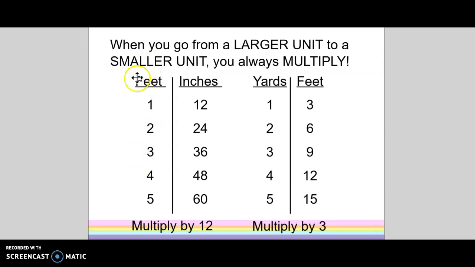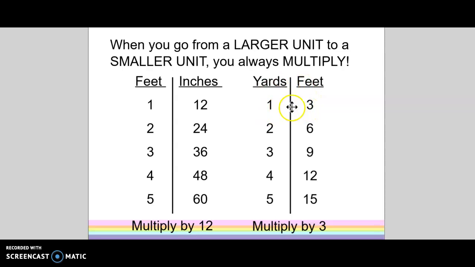Okay, so when we're going from feet to inches, and this is the equivalent chart that I was talking about earlier with the standard, if you're going from feet to inches, you're going to multiply by 12 because there are 12 inches in 1 foot. If you are going from yards, a larger unit, to feet, a smaller unit, once again, you're going to multiply, but this time you're going to multiply by 3 because there are 3 feet in 1 yard.